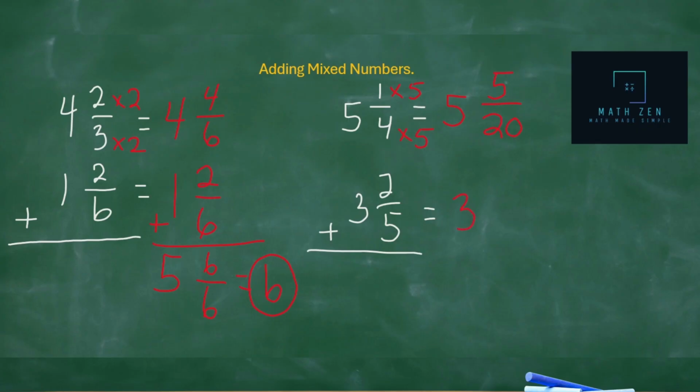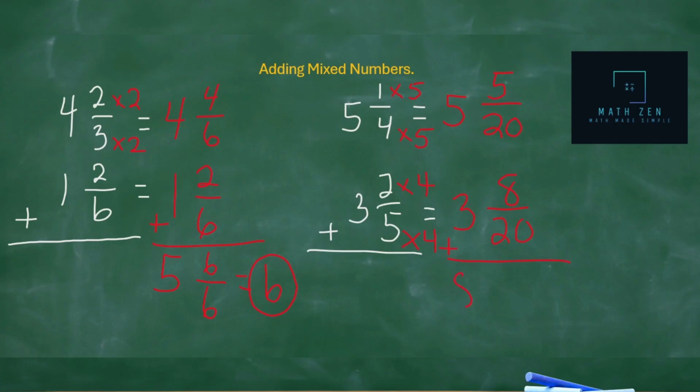I need to turn it into something with a 20 as its denominator. Well, how do I do that? 5 times 4 is 20, which means I do the same to the numerator, which is going to give me 8. So my new mixed fractions are going to be 5 5/20 plus 3 8/20.